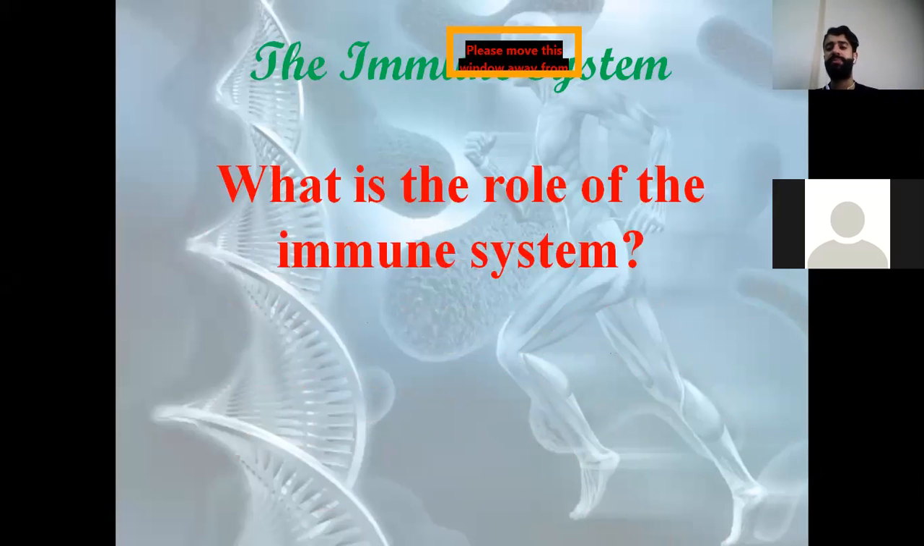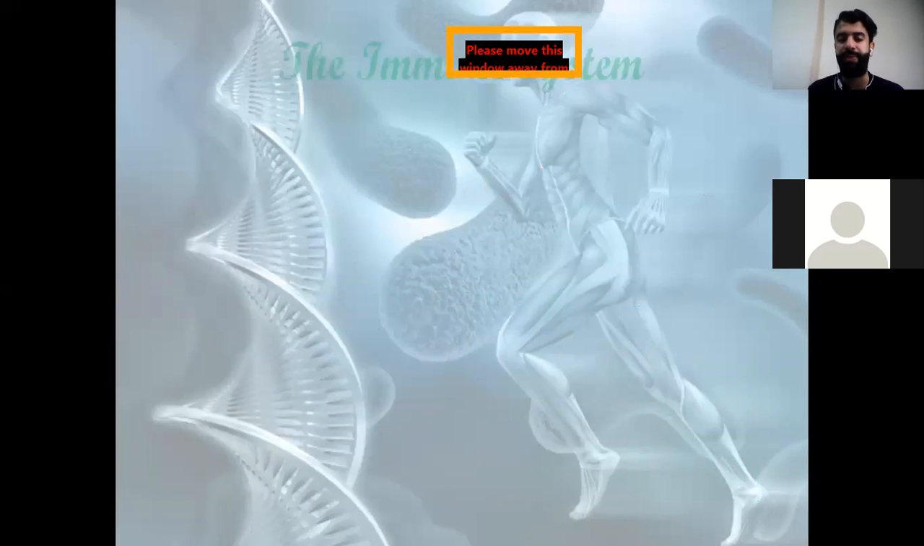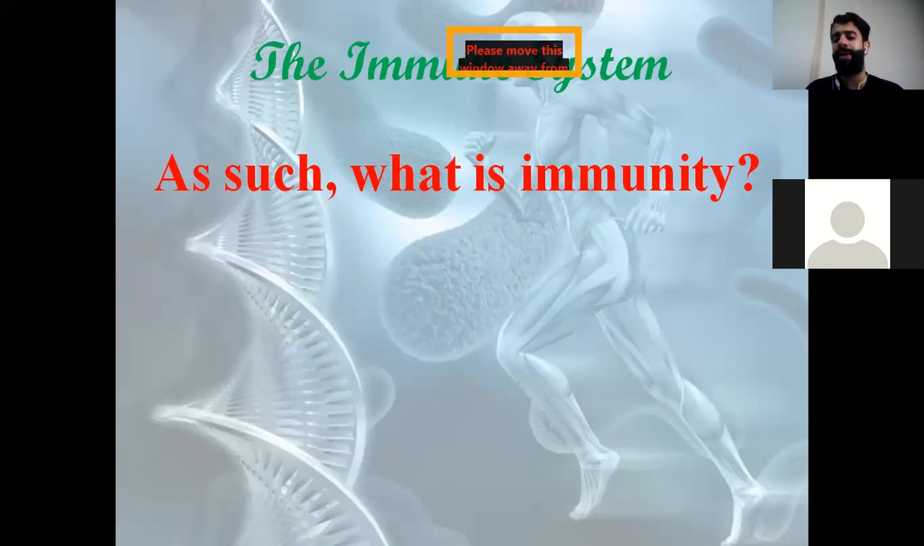So what is the role of the immune system? The role of the immune system is to defend the body, to protect the body against invasion by these bacteria, viruses, and parasites. For example, nowadays we have COVID-19, the coronavirus. So the role of the immune system is to protect you. If you have a good immunity, this immunity will help you to get rid of it. If you have a weak immunity, you will have a lot of trouble treating this virus, the coronavirus, for example.